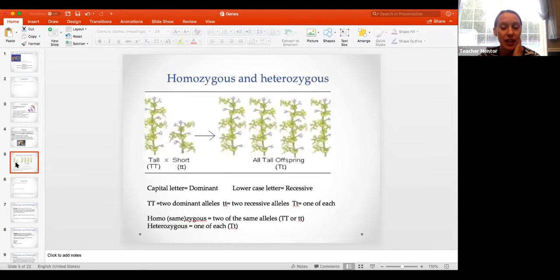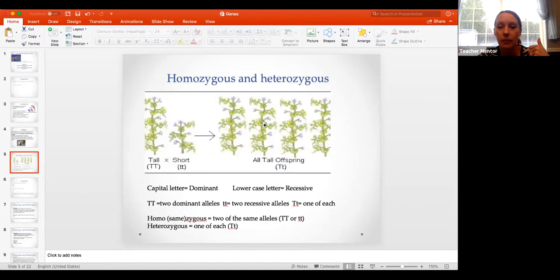Okay. Let's take it a step farther. Here we get into homozygous and heterozygous, and all that is talking about the alleles. Are they the same or are they different? When it comes to genetics, this is really weird. We use capital letters and lowercase letters to represent the gene that we're talking about and to determine if it's dominant or recessive. If something is dominant, we give it a capital letter. If something is lowercase, it's recessive. So capital letters are dominant, lowercase are recessive.